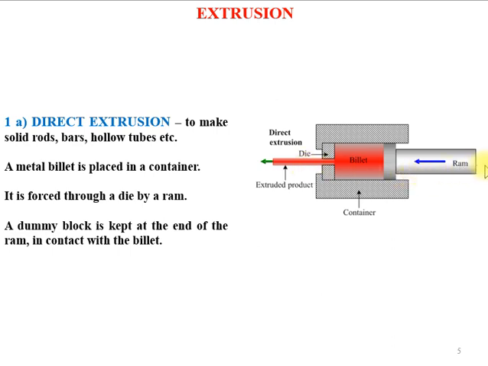Here, if you look, we are applying the compressive force from right to left, and the material is getting extruded towards the left side, towards this side. So the direction of application of force and the direction of the flow of the material are both in the similar direction. This is what we call direct extrusion.